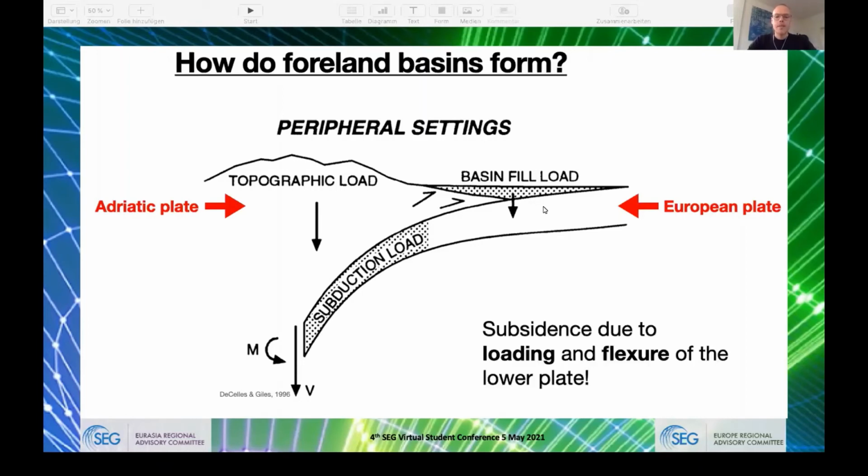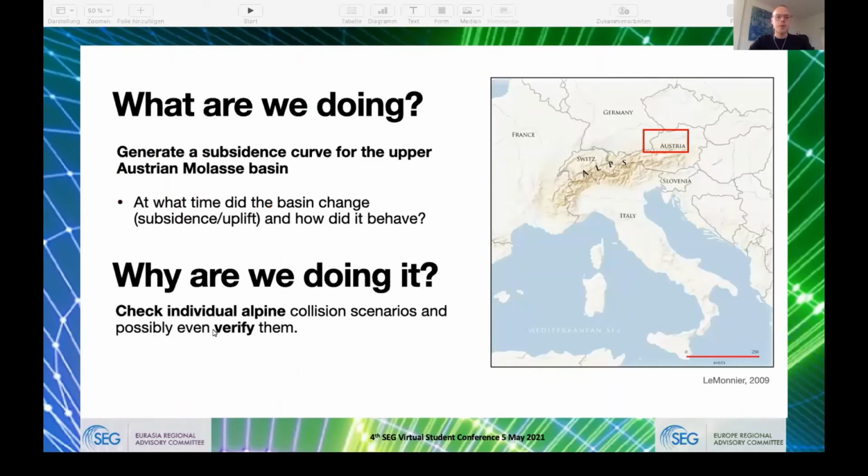So we can say that the subsidence in a foreland basin is mainly explained by loading and flexure of the lower plate, the European plate. And with this figure, we can now also say why our study is that important, because in the foreland deposits, we are always able to detect any changes in the orogenic collision. So with our study, we would like to get to know if there were any changes in topographic load or subduction load. So do we see any slabs breaking off or anything like this? So in other words, why are we doing it? We would like to check individual Alpine collision scenarios and possibly even verify them.